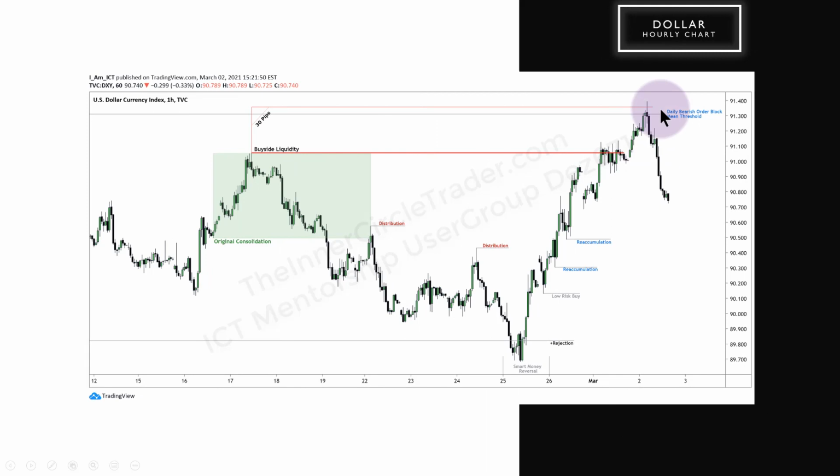So here's that daily bearish order block mean threshold and the rejection block on the daily chart, okay? So now we're looking at the dollar index. This is that market maker buy model. This is the original consolidation. Okay, so just look at what we've done here.